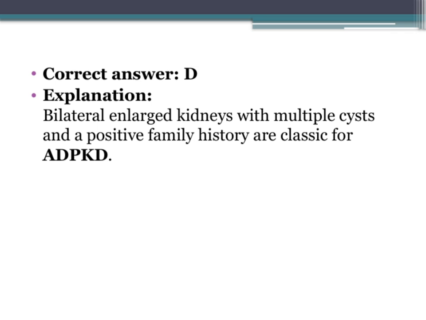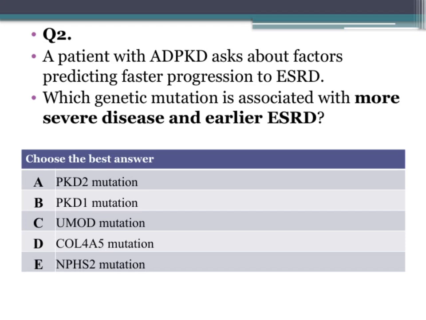It's important to connect this to our overall theme of understanding hereditary kidney diseases, as the combination of physical findings and family history really guides us toward the diagnosis. Let's look at this question about factors predicting faster progression to ESRD in patients with ADPKD. The question asks, which genetic mutation is linked to more severe disease and earlier development of end-stage renal disease? Now, among the options, we have mutations in PKD2, PKD1, UMOD, COL4A5, and NPHS2.